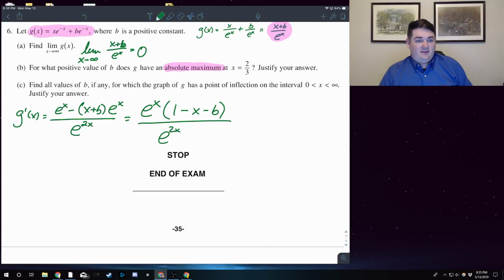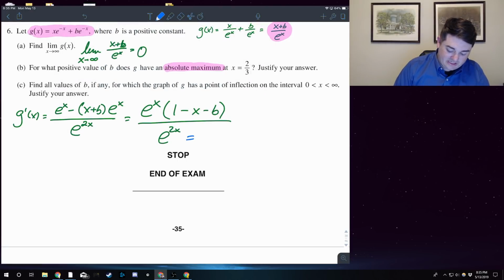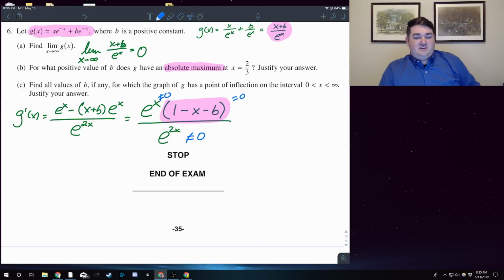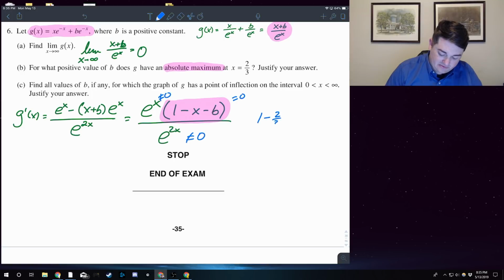So, how do I find critical points? I want either the numerator or the denominator to be equal to 0. Okay, I should point out e to the 2x can never be equal to 0. E to the x can never be equal to 0. And so I am taking this and setting this equal to 0. And so if you think about it, they're saying, how does it have a maximum when x is 2/3? So I'm thinking to myself, if x equals 2/3, 1 minus 2/3 minus b has to equal 0. 1 minus 2/3 is 1/3.